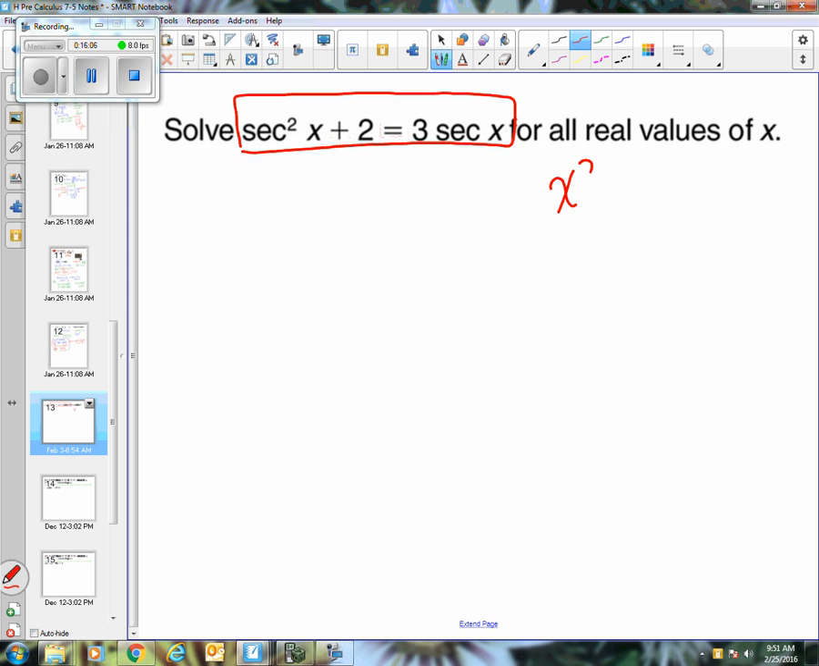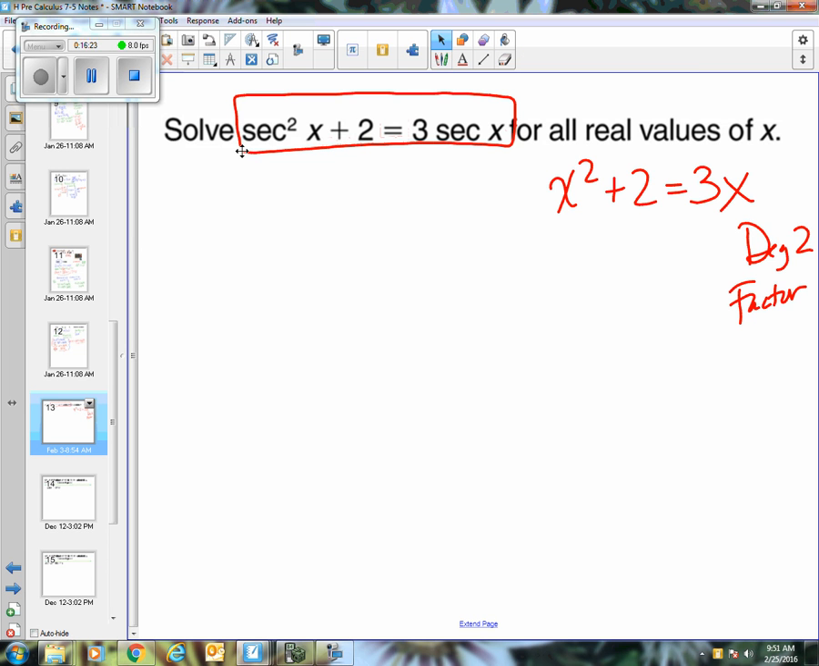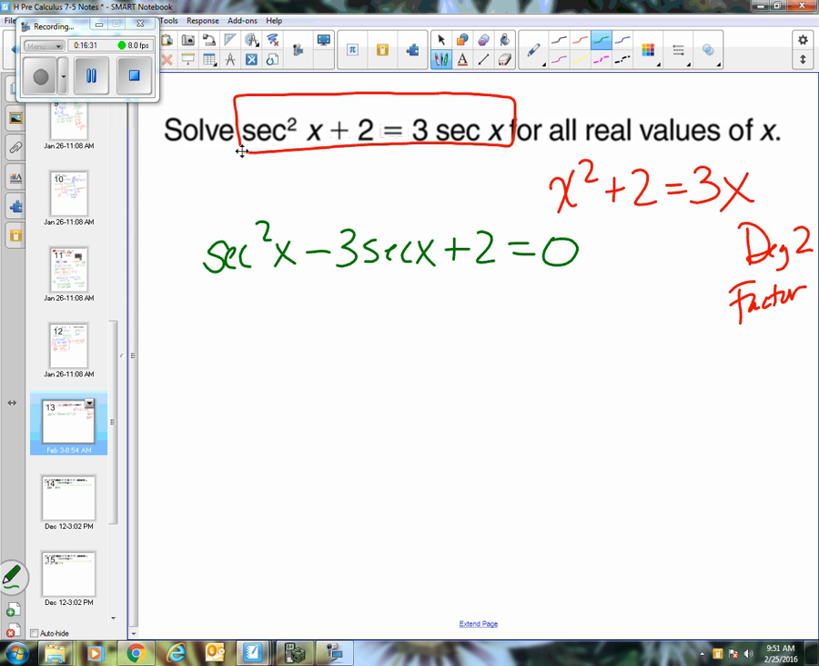So what you really have is this sentence right here. And if this is helpful to you, just replace your function with just an x or a y, something so you can see. You have a degree 2 equation. And how do we solve degree 2? Well, we factor. So I'm going to go ahead and get everything on one side so it's equal to 0 so I can solve. So move that 3 secant of x over to the other side. And now we're going to factor.